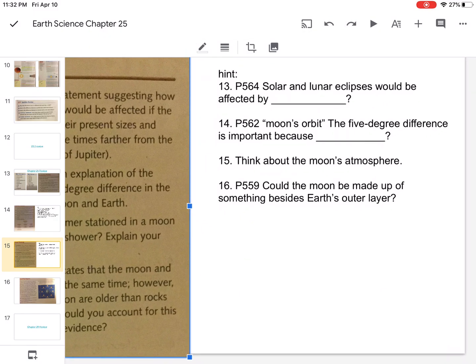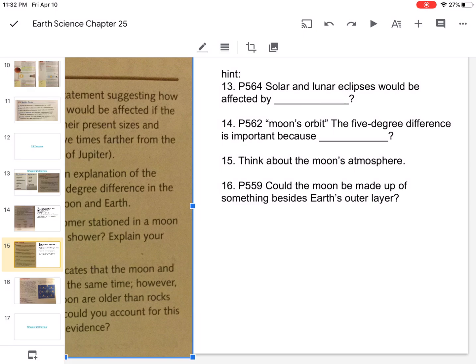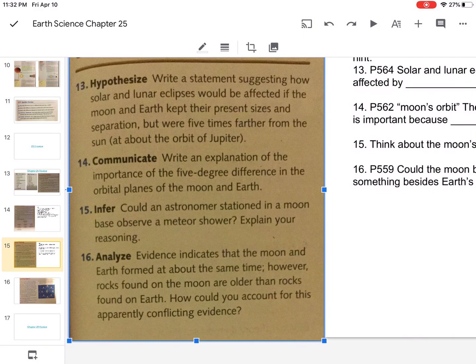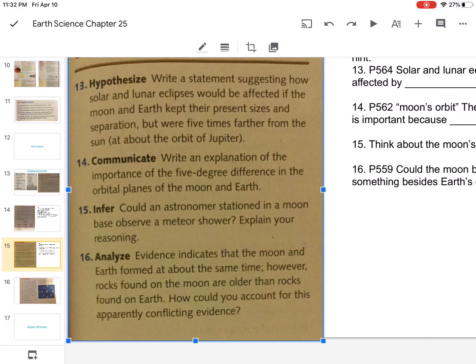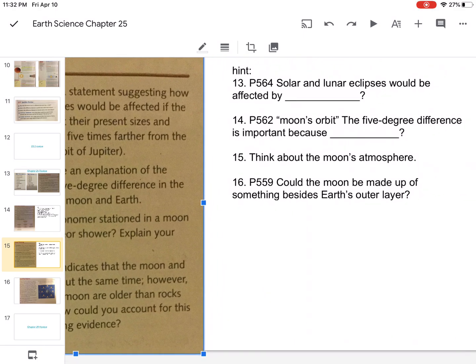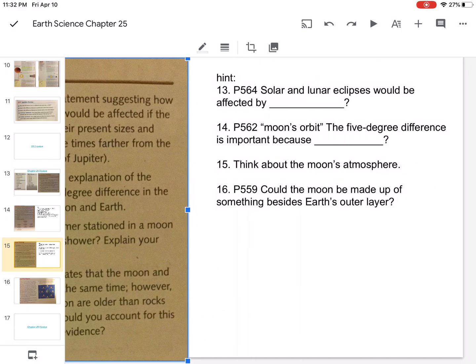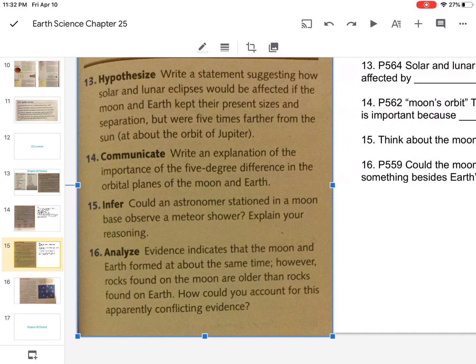So I have a hint. Look at page 564. Solar and lunar eclipses would be affected by, and then you can read and find out. Okay, 14. Write an explanation of the importance of the 5-degree difference in the orbital planes of the moon and Earth. So for that one, number 14, page 562, Moon's orbit. Under Moon's orbit, the heading, the 5-degree difference is important because, and then you can write about that.